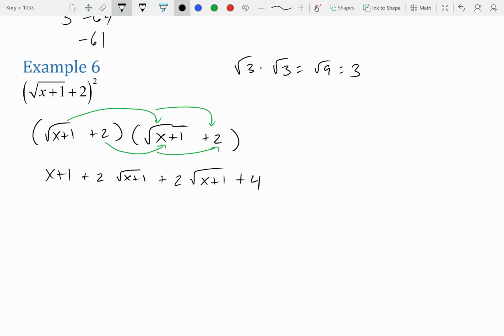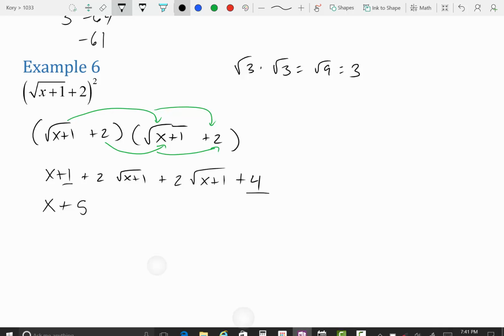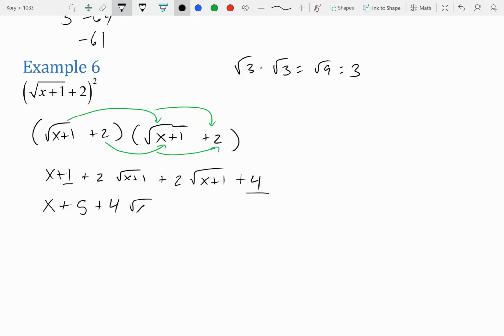Now we're going to simplify. We have x, and 1 plus 4 is 5. And then we have 2 square root of x plus 1 plus 2 square root of x plus 1, so that's 4 square root of x plus 1.